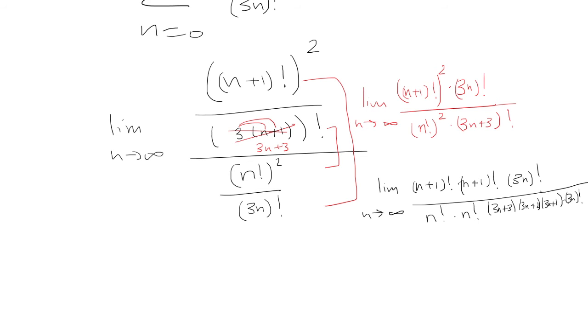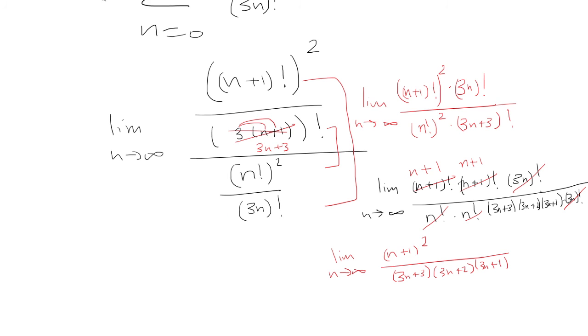Okay. Now we can simplify. The 3n factorials are going to cancel. n plus 1 factorial over n factorial, that's just going to be n plus 1. Same thing here. Okay, now let's put it all together. We have the limit as n approaches infinity of n plus 1 times n plus 1, which will be n plus 1 squared, over 3n plus 3 times 3n plus 2 times 3n plus 1.